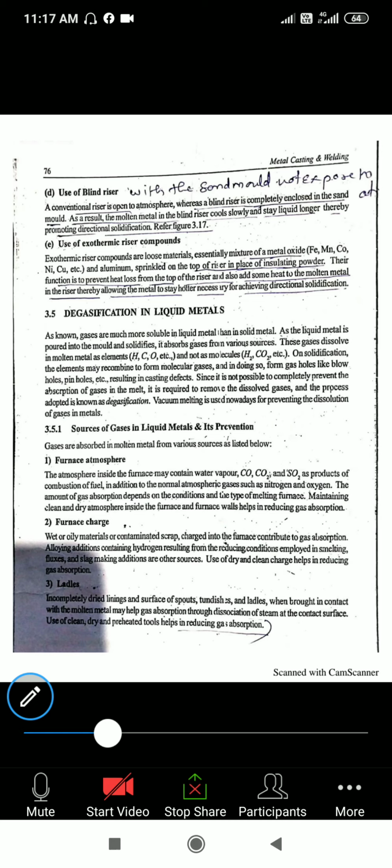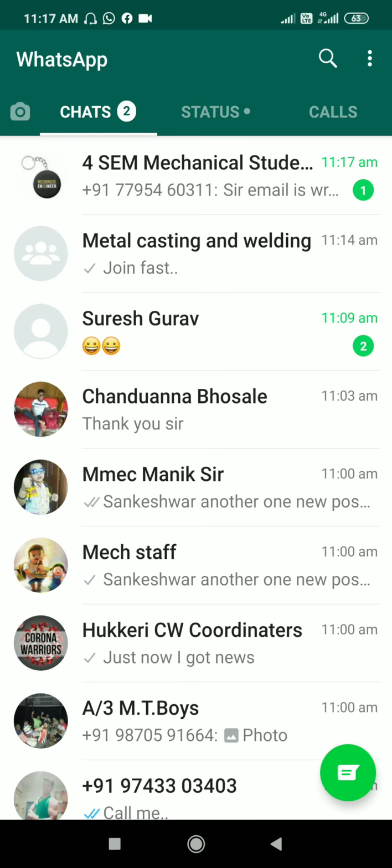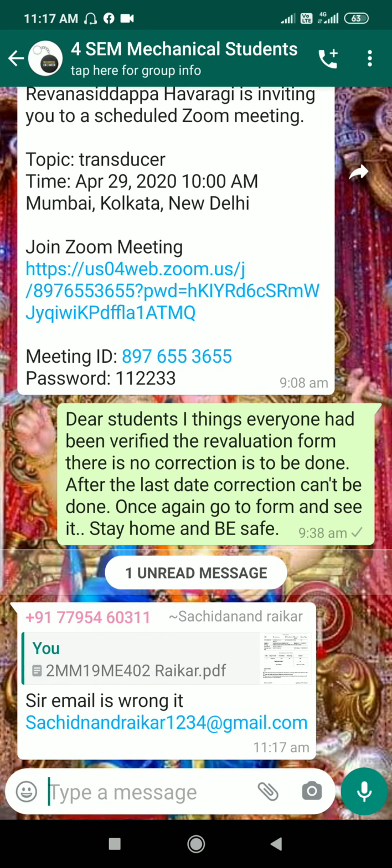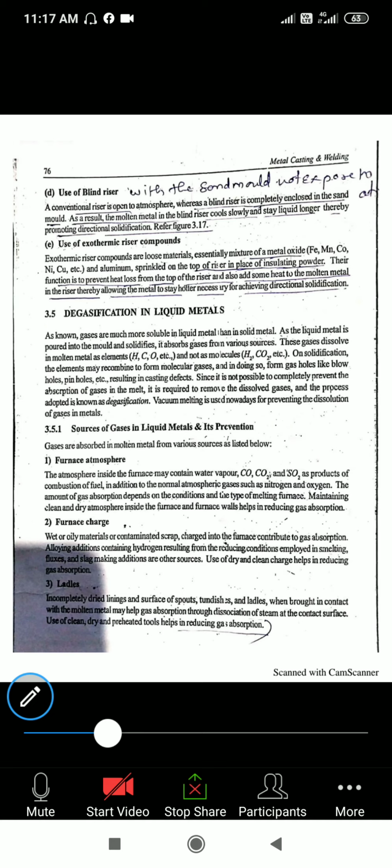So see, these exothermic components are components that release heat. Okay, sorry, not release, it absorbs the heat. So these types of exothermic powders or materials are used for solidification methods. Over here the main function is to prevent the heat losses from the top of the riser and also add some heat to the molten metal. This is one of the exothermic reactions which occurs over here for stopping the heat loss.